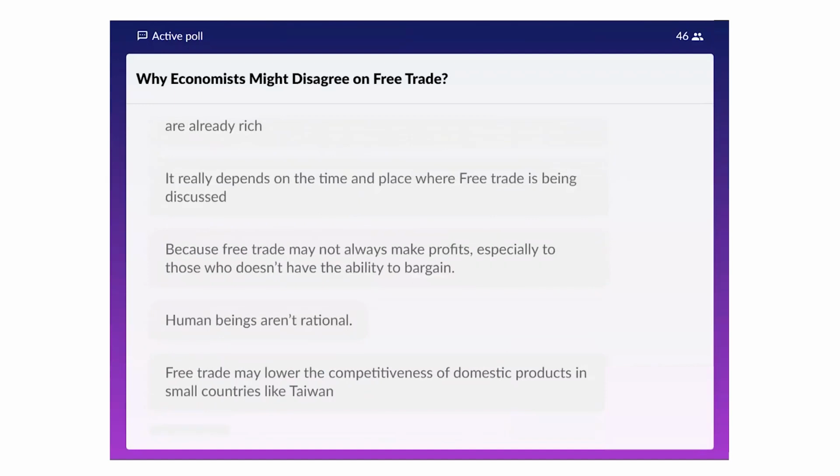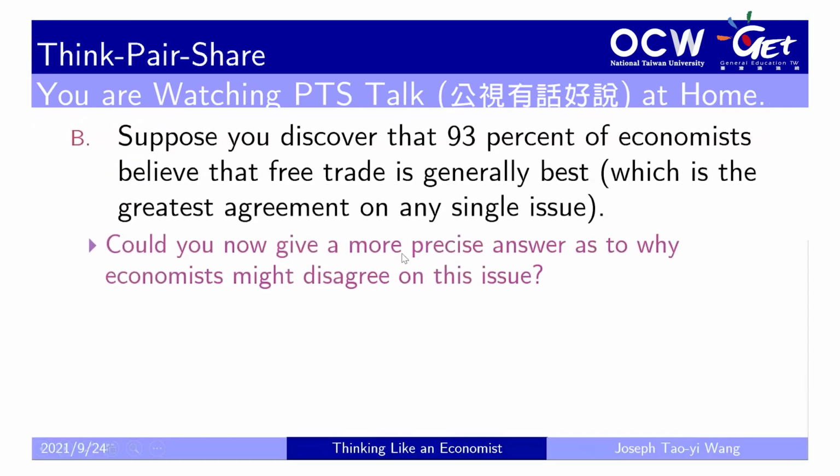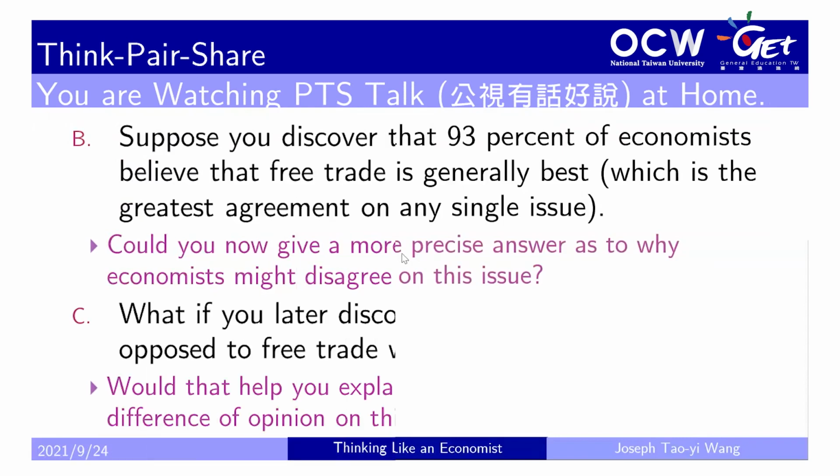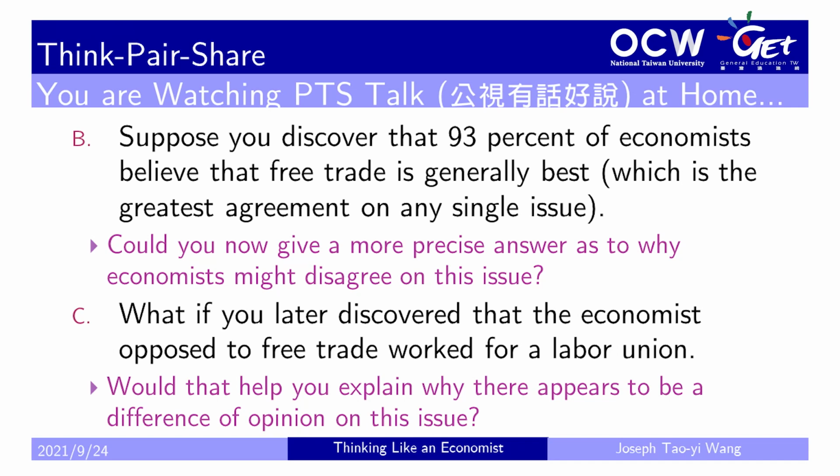So let's proceed. Here the idea is to think about why people might disagree. Now suppose you discover 93% of economists believe that free trade is generally best. That's quite an agreement on any single issue. Could you now give a more precise answer as to why economists might disagree on this issue? And also, what if you later discovered that the economists opposed to free trade worked for a labor union? Would that help you explain why there appears to be a difference in opinion on this issue?